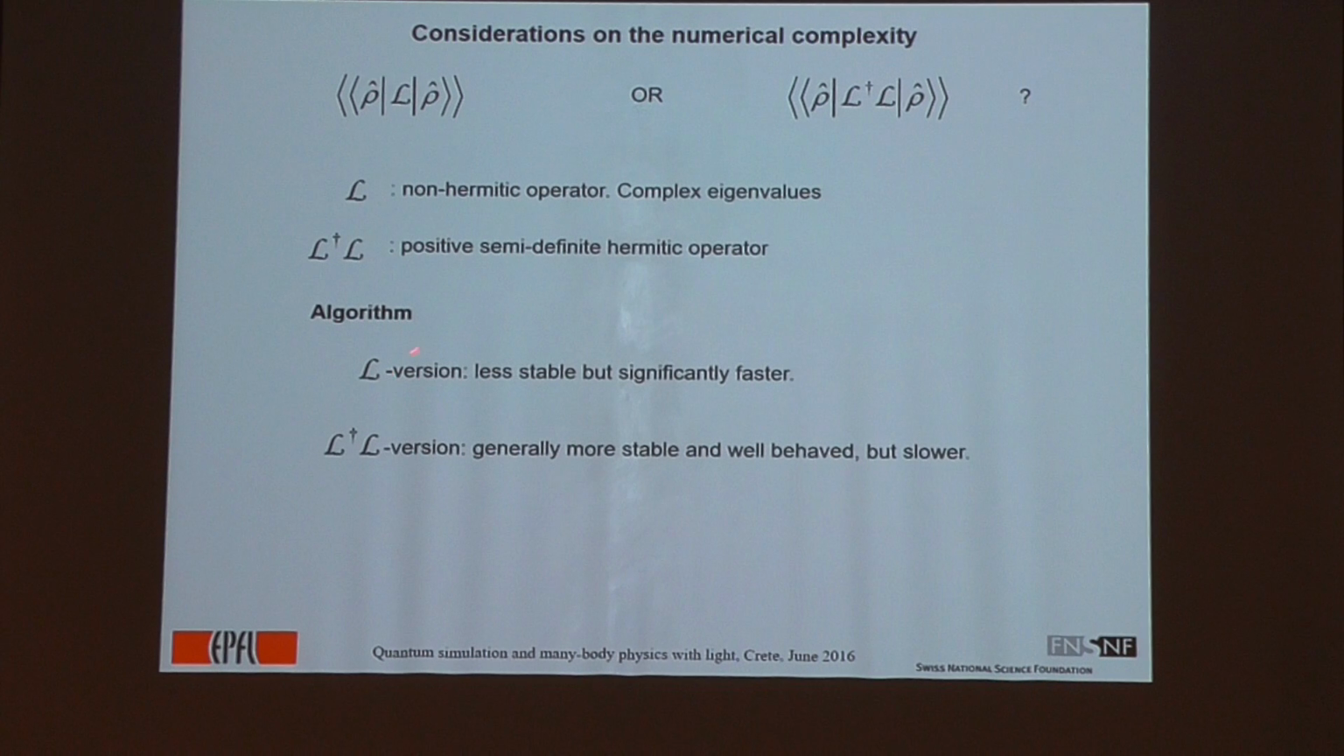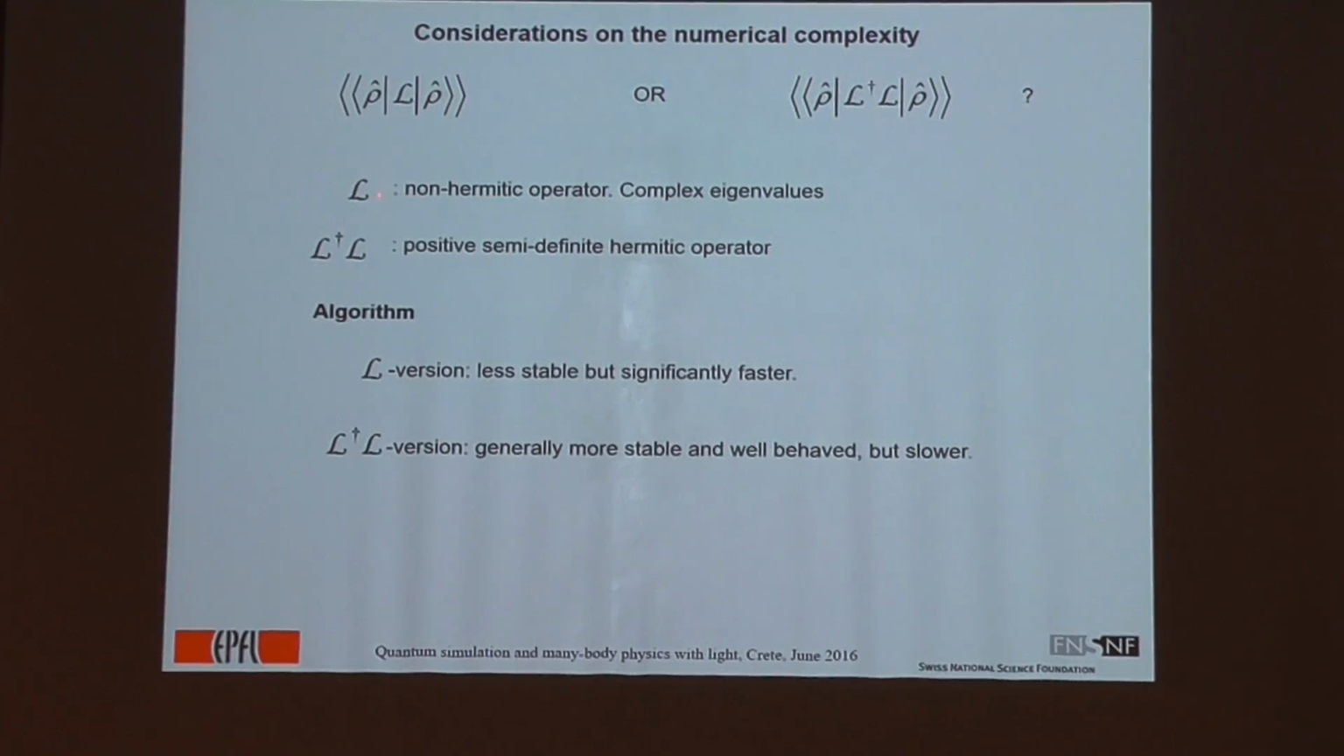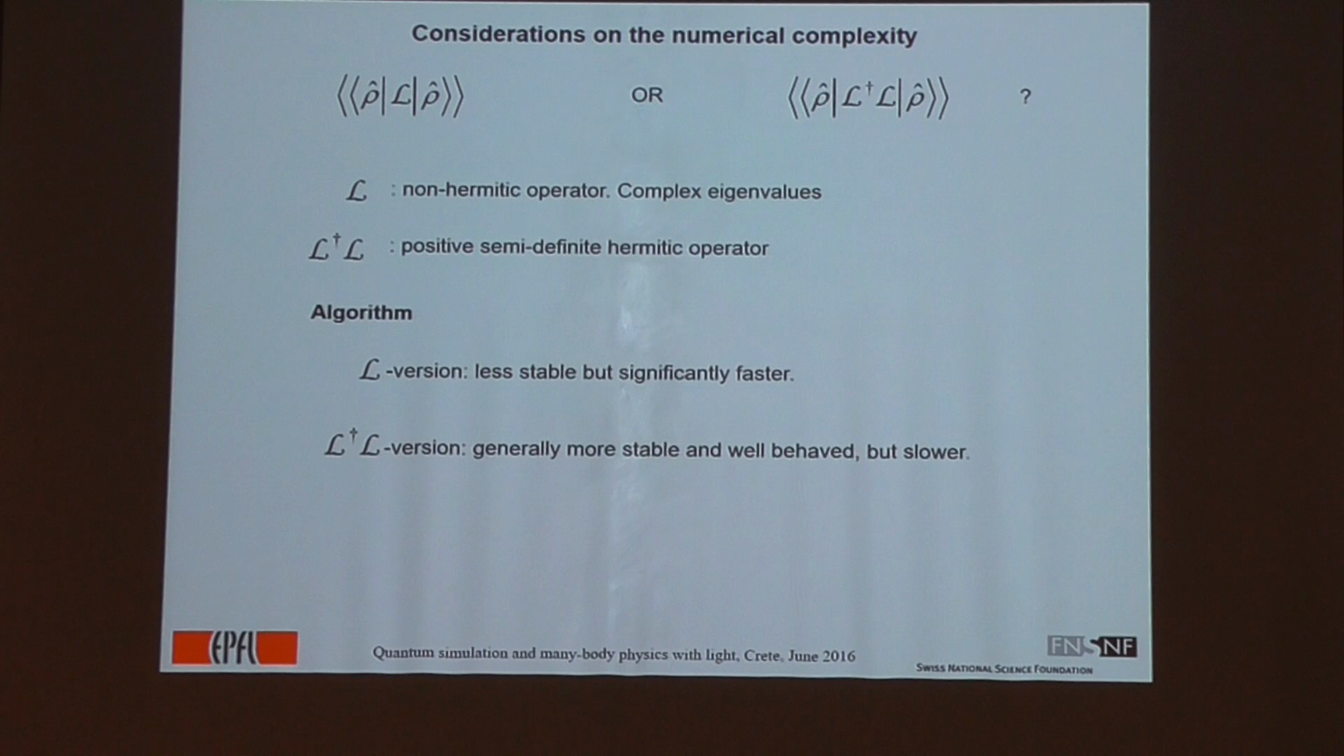So, algorithmically, what we see empirically is that the L version is less stable because of this reason, but it is significantly faster because you can understand it in terms of bond dimension of the operator, but the considerations are a bit more subtle. I don't want to dwell on this now. The L-dagger L is generally more stable and well behaved, but it is of course slower because we have a bigger object here. So you choose which one according to the problem under investigation. One may be more advantageous than the other.